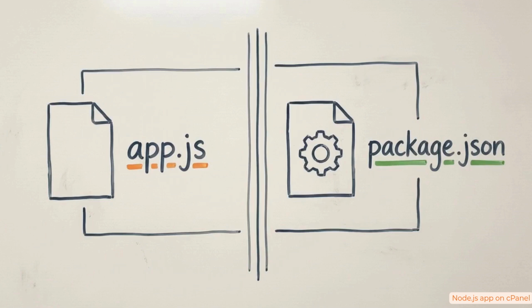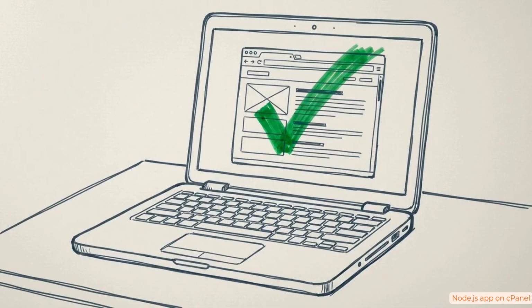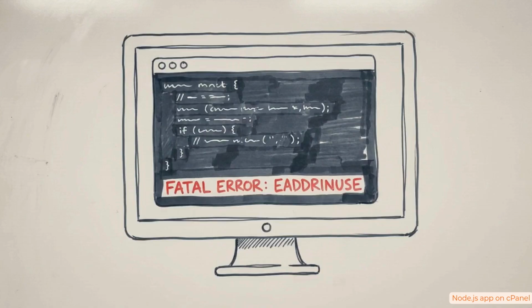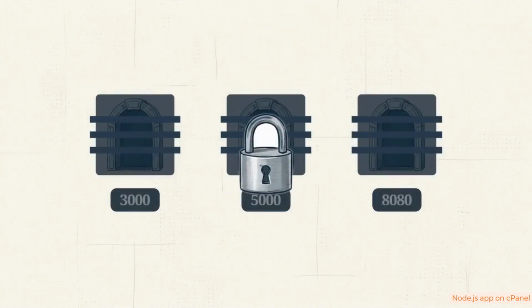You only need 2 files to start: an app.js file for your code and a package.json file to track your project information. A common trap beginners fall into when writing their server file is hard-coding a specific local port, like port 3000. While that works perfectly on your own computer, it will cause an immediate crash on shared hosting because you do not have permission to expose arbitrary public ports.